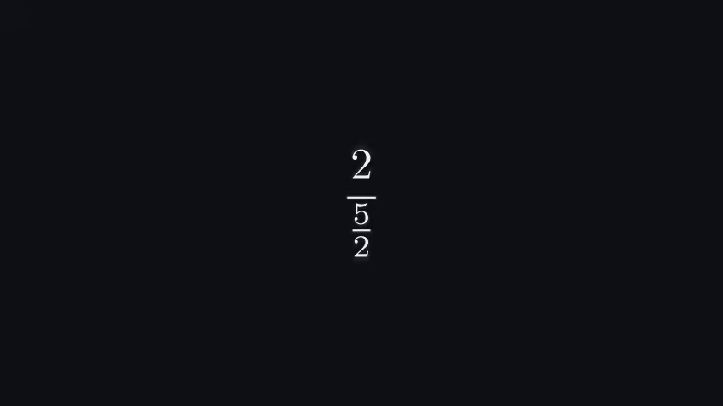So the whole expression becomes 2 divided by 5 over 2. Dividing by a fraction means multiplying by its reciprocal. So 2 divided by 5 over 2 equals 2 times 2 over 5, equals 4 over 5.